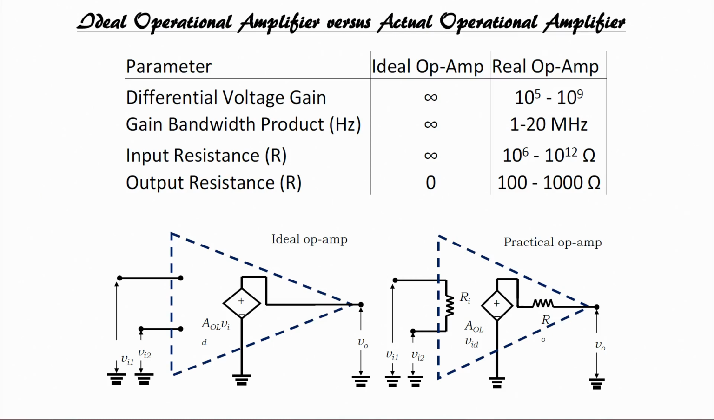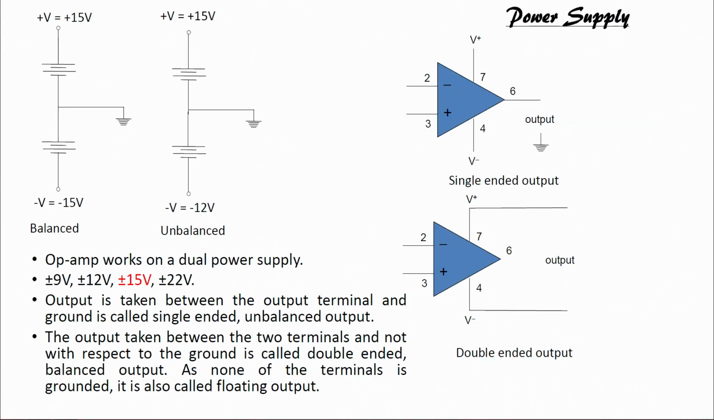Real is nothing but actual or practical op amps, and we see that there is a difference in terms of the characteristic parameters. Where we say voltage gain is infinite, actually it is about 10⁵ to 10⁹. Gain bandwidth product is infinite, it is about 1 to 20 megahertz. Input resistance is infinite, in the actual case it is 10⁶ to 10¹² ohms, while output resistance is 0, in the real case it is about 100 to 1000 ohms.